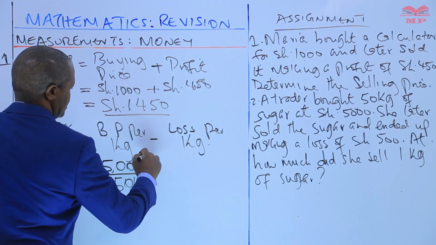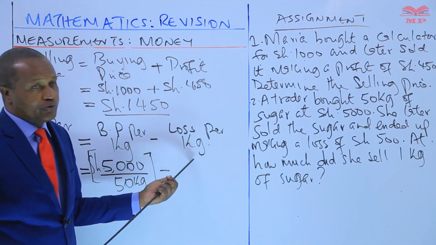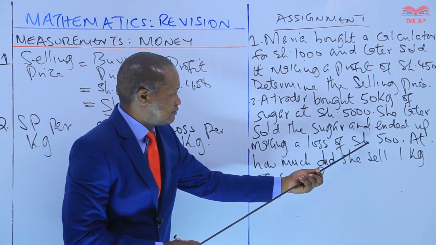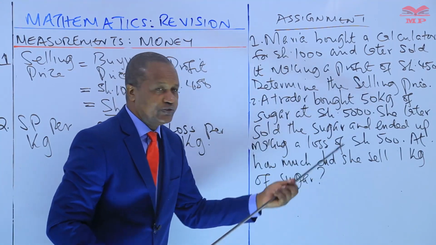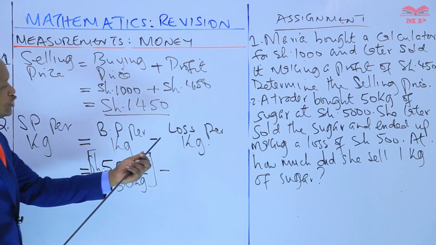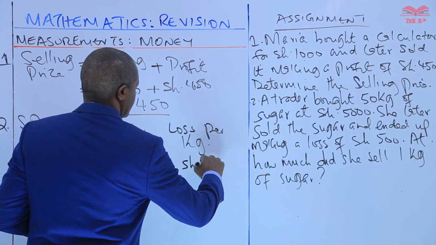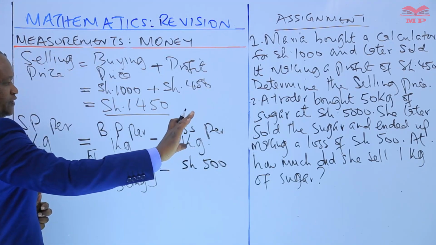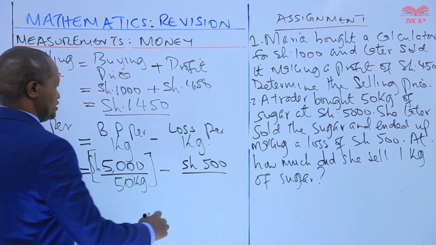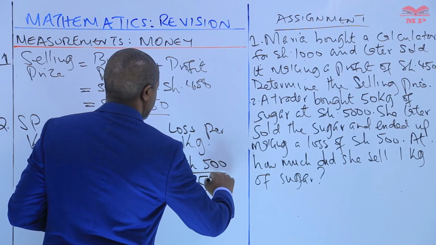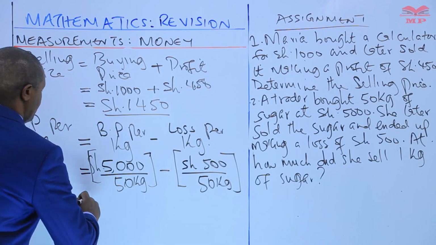So learners, then are we provided with loss per kilogram? No, but you are given the total loss. She later sold the sugar and ended up making a loss of 500 shillings. So loss per kilogram will be the 500 shillings, the total loss, divided by the number of kilograms, which is 50 kilograms. Do you understand, learners?